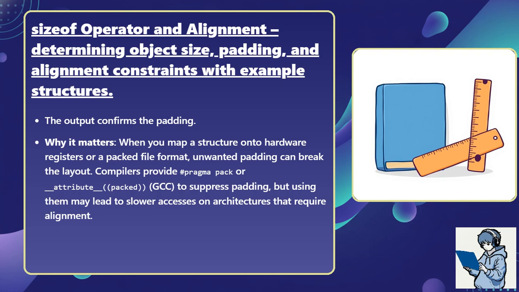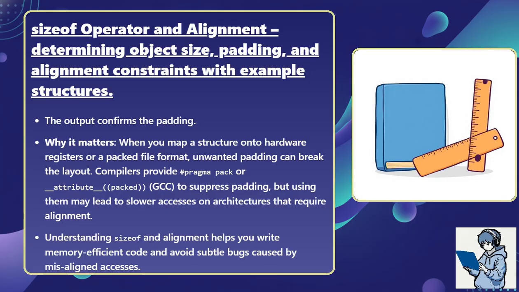Why it matters: when you map a structure onto hardware registers or a packed file format, unwanted padding can break the layout. Compilers provide pragma pack or attribute packed (GCC) to suppress padding, but using them may lead to slower accesses on architectures that require alignment. Understanding sizeof and alignment helps you write memory-efficient code and avoid subtle bugs caused by misaligned accesses.